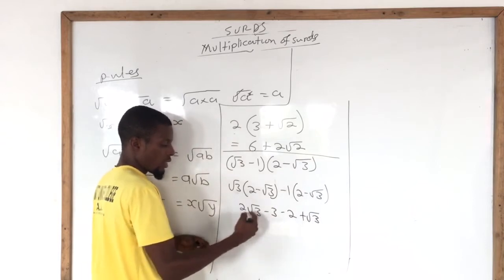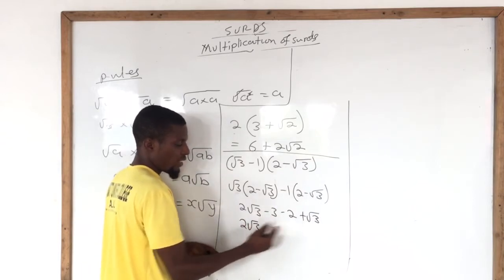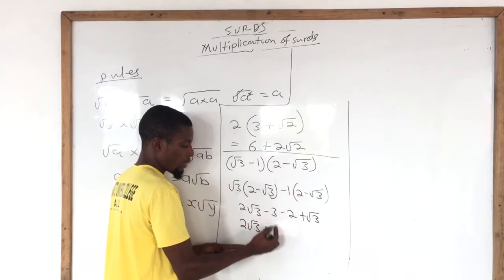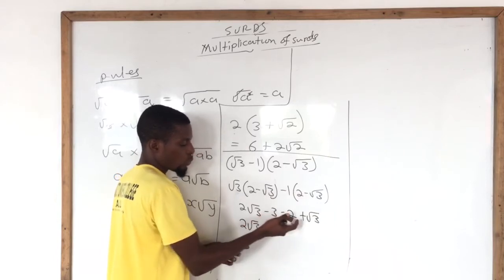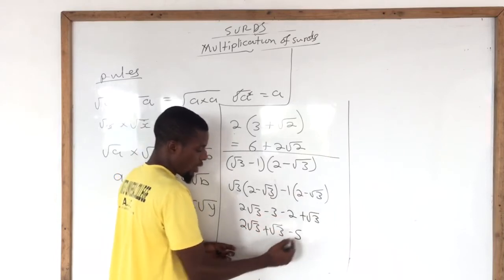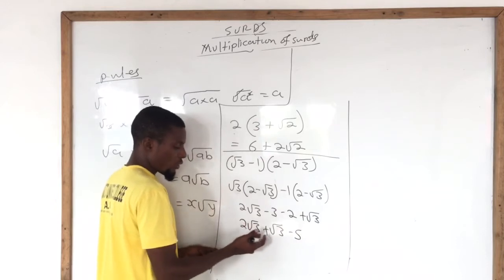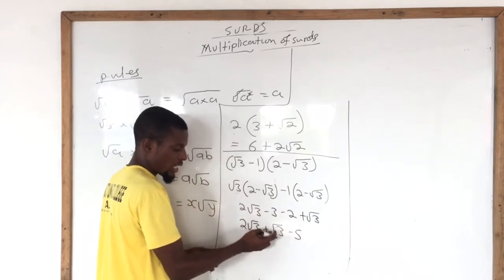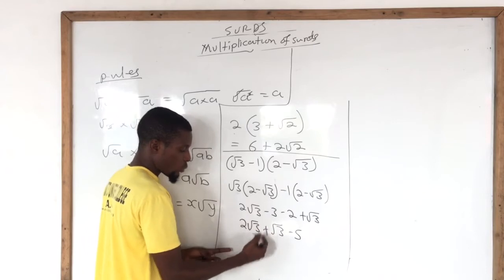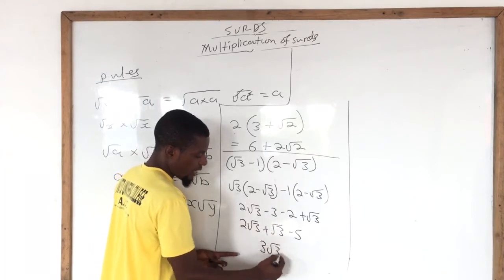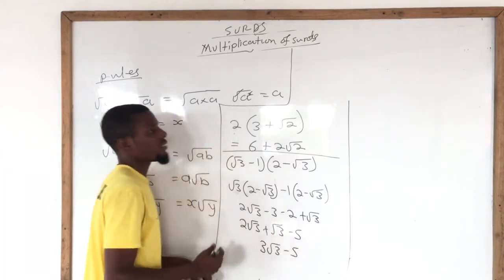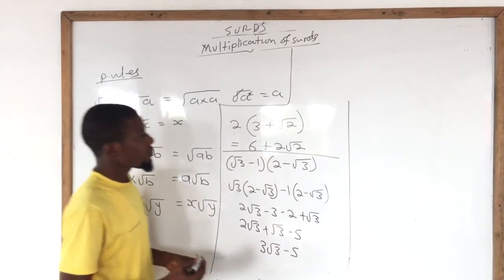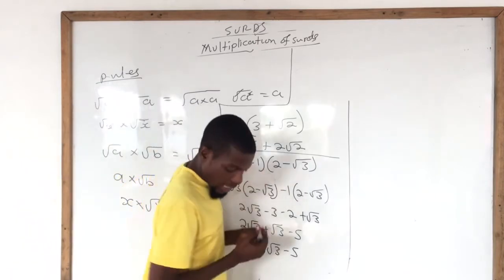Now we have 2 root 3, plus root 3. We know 3 minus 2 minus this will give me minus 5. So 2 plus root 3 plus root 3. Remember there is 1 here, I told you that. So 2 plus 1, that's going to be 3 root 3 minus 5. Are you okay? Now let's look at another example.